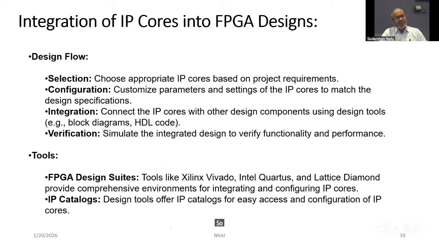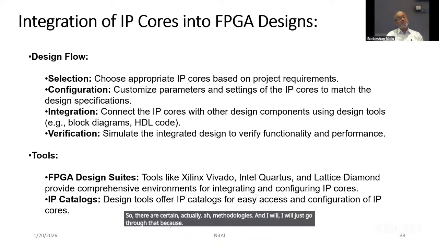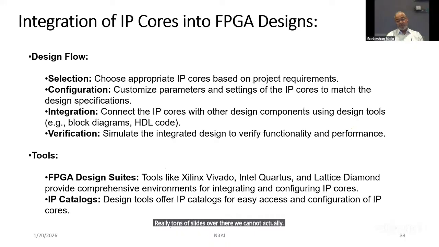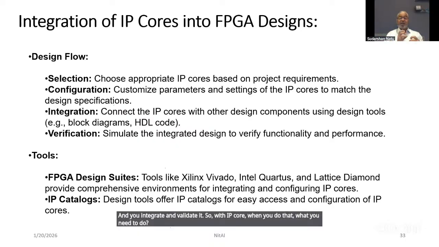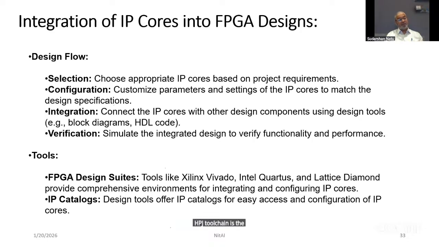So there are certain methodologies, and I will just go through them because there are really tons of slides over there. We cannot cover them all as we started a little late. So basically design flow and the tools, integration, and how to do that. You select it, you configure it, and you integrate and validate it. When you do that with an IP core, what you need to do? The FPGA tool chain is the same. There is no difference between that. So you will choose a design flow methodology, select IP from a specific vendor and put it in your core, and then you will start utilizing your HDL code in and around that and verify that entire logic building block.